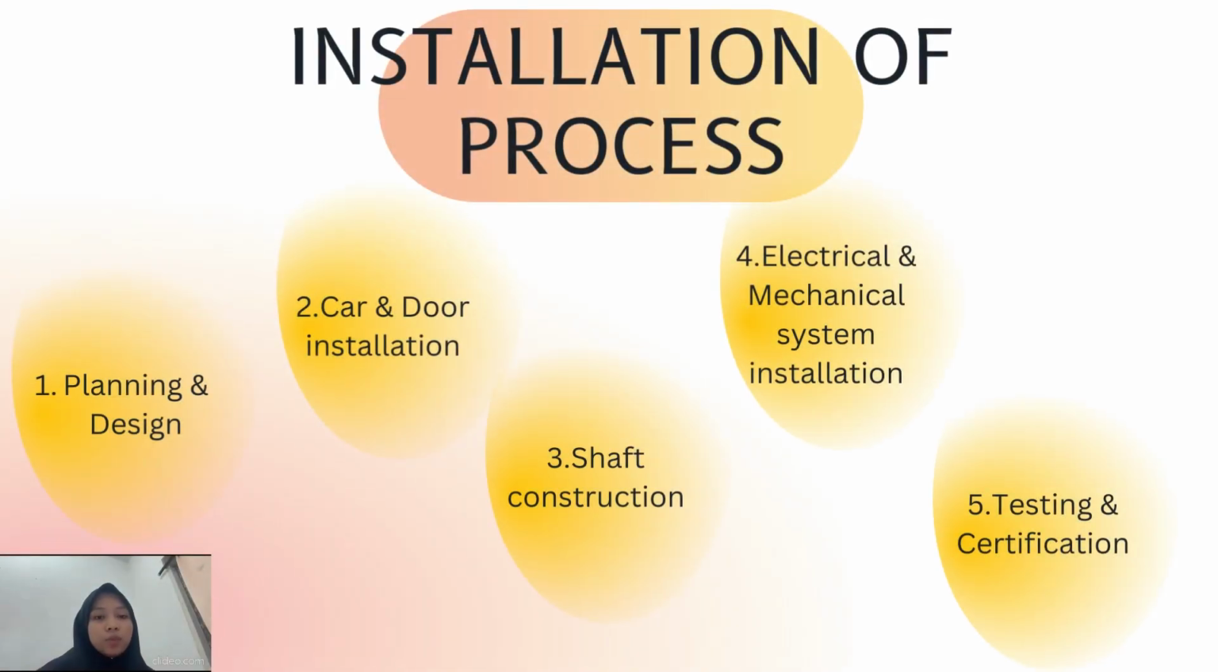For the installation process of an electric elevator, the installation involves a systematic and intricate process that ensures the safe and efficient operation of the vertical transportation system in a building. There are five installation processes of an electric elevator, which are: firstly planning and design, shaft construction, electrical and mechanical system installation, car and door installation, and lastly testing and certification.